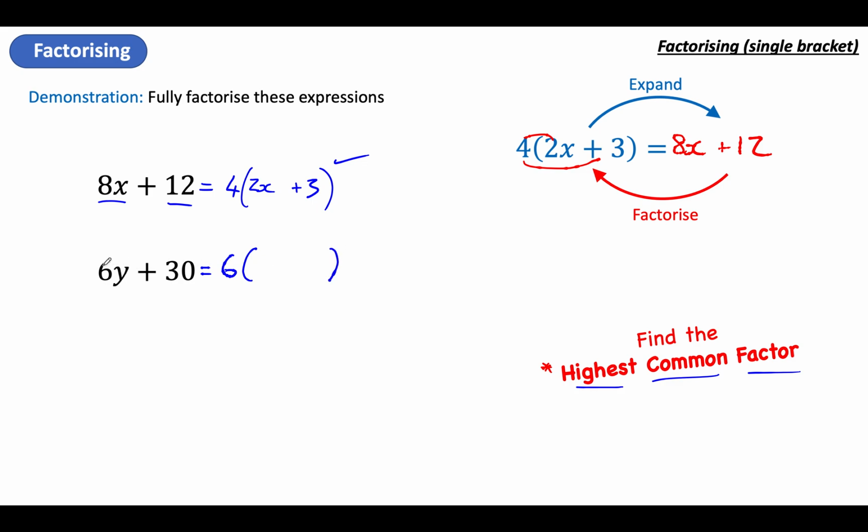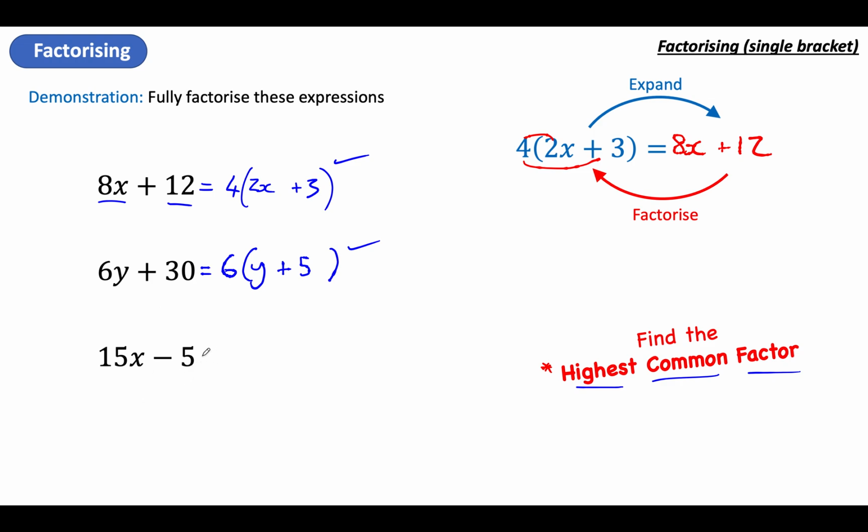Now, I need to make 6y. I've got 6, so I need to times it by y to make 6y. Okay, so 6y is fine. Now I need to start with 6 and make 30. Well, how many 6's in 30? There are 5, so I would need to times it by 5. So again, if I expanded this, I get 6y plus 30. It's exactly what I want. It's just my original expression, just with the factor taken out and put outside the bracket.